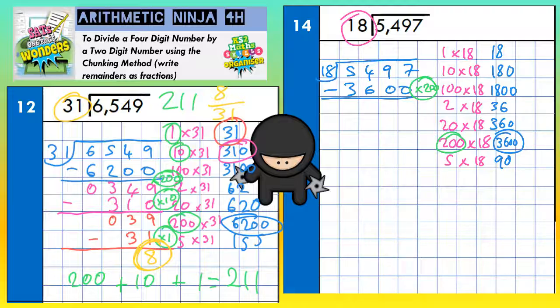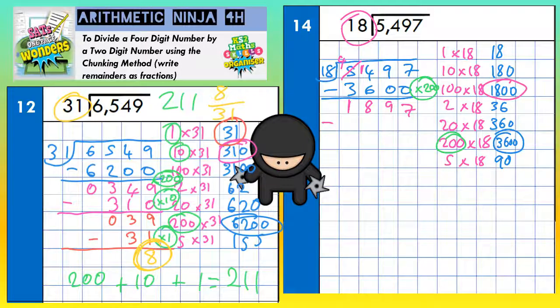7 take away nothing is 7. 9 take away nothing is 9. 4 take away 6 we can't do, so borrow. Borrow from the 5 becomes 4. And the one we borrowed makes the 4 into 14. 14 take 6 is 8. 4 take away 3 is 1. So we're down to 1,897. Now the next biggest chunk we can take away is 1,800.